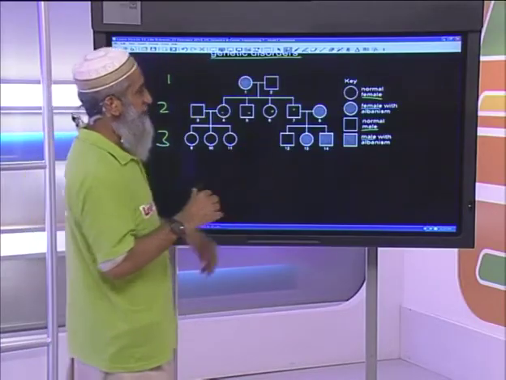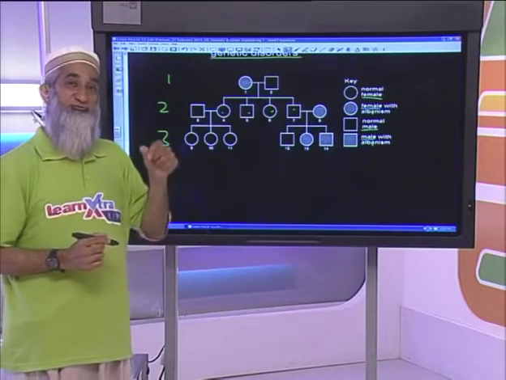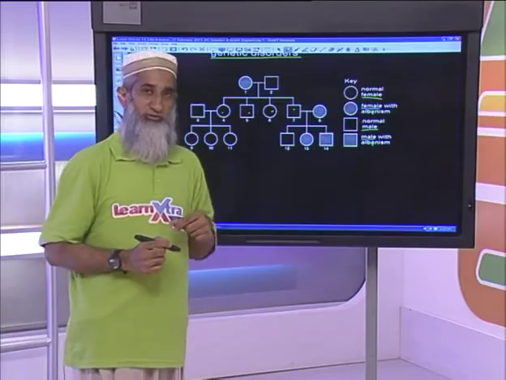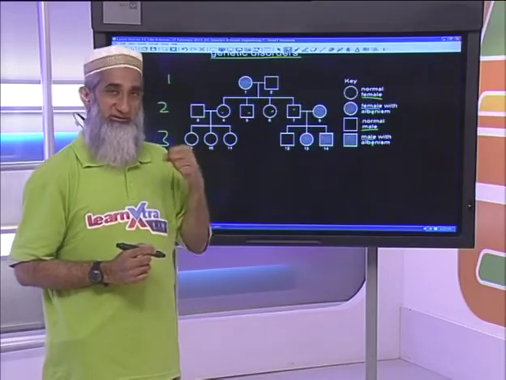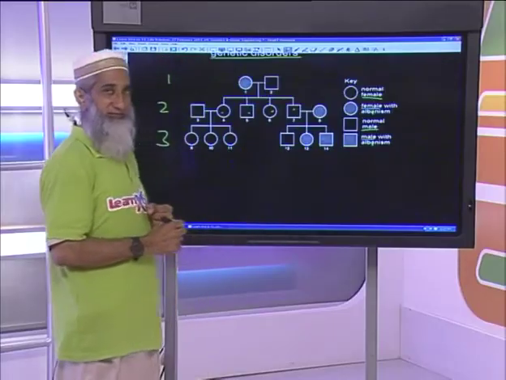And this one here is talking about albinism. That should be an I, albinism. Albinism is not a sex-linked disorder. It is an autosomal disorder. And it is caused by a recessive allele.